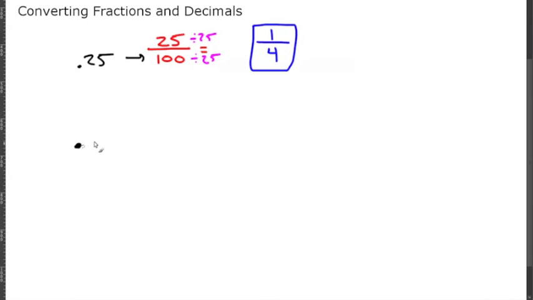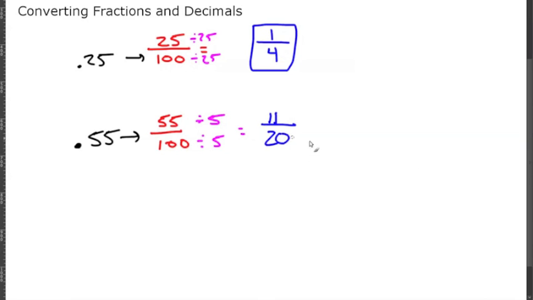Now let's try 0.55, or 55 hundredths. So we're going to write 55 over 100 and simplify. Both are multiples of 5, so we can start by dividing by 5. Dividing the top by 5 and the bottom by 5 will result in 11 over 20. So 0.55 is equal to 11/20.